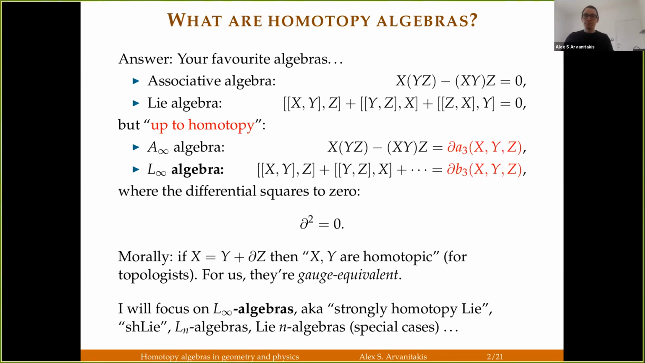So an algebra up to homotopy is what happens when you take either of these identities and you break it in a controlled way. So you introduce a differential d that squares to 0.